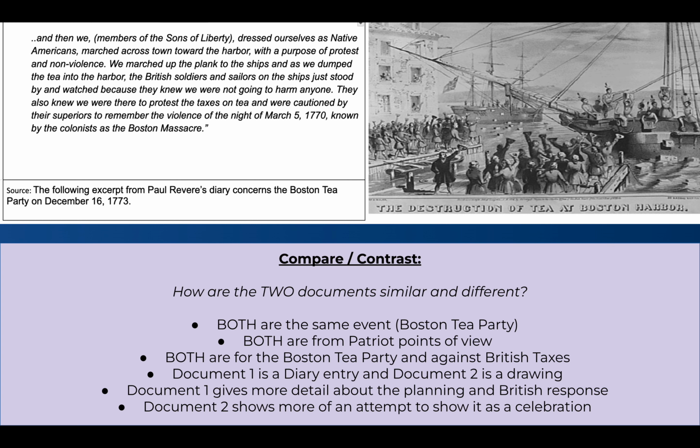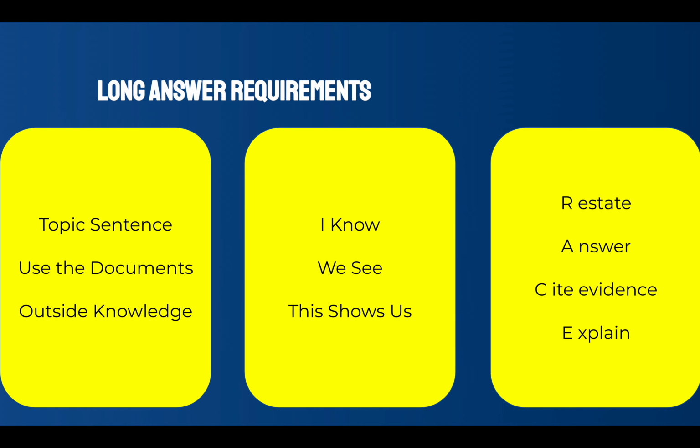Document 1's a diary entry, while Document 2 is a drawing. Document 1 gives the perspective of those planning it. It gives a lot more detail about how this thing was planned, and it gives detail about the British response. We don't get that in the drawing. Document 2 also shows this more as a celebration. It seems more of an attempt to convince others that this was an honorable protest, which I'll give you an example of, but it's really important that we look at the requirements for this thing.